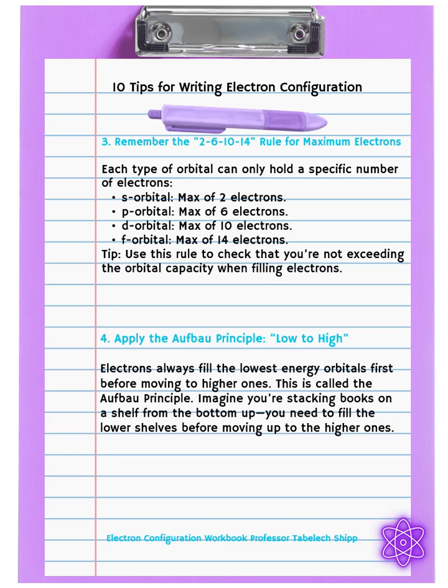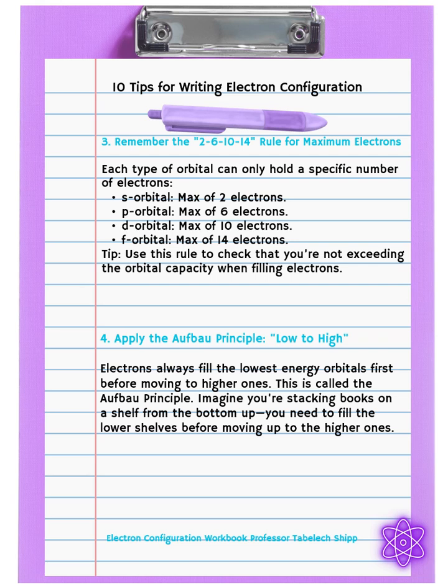Now, I kind of already stated this in the previous section where I said to remember the 2, 6, 10, 14 rule for maximum electrons. Each type of orbital can hold a specific number of electrons. The s orbital can hold a maximum of 2 electrons. P orbital can hold a maximum of 6 electrons. D can hold 10. F can hold up to 14. Use this rule to check that you are not exceeding the orbital capacity when filling those electrons.